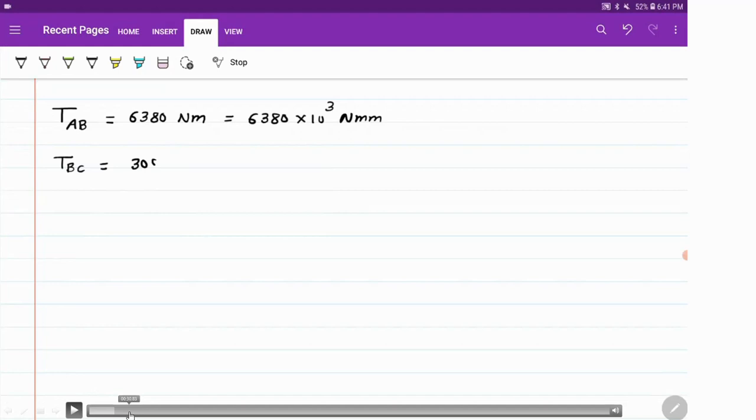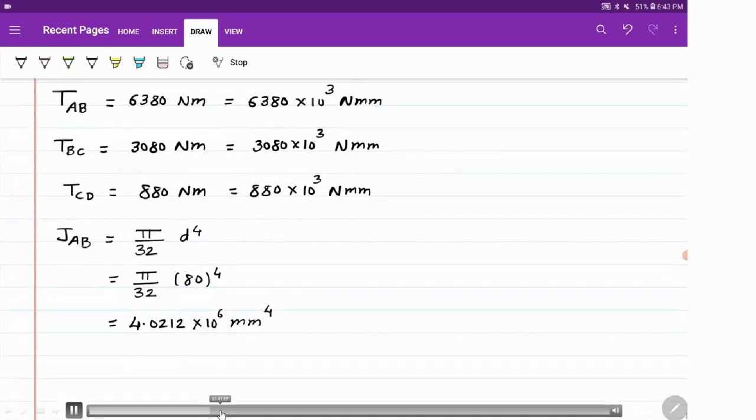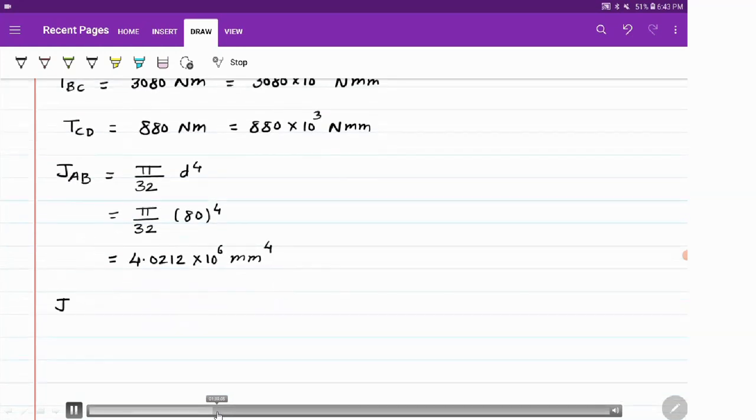So first just jot down all the values that we have just calculated. That is torque in AB, torque in BC, torque in CD. All these values were in Newton meter. We have converted those values into Newton mm by multiplying by 10 raised to 3. Now we know that polar moment of inertia is pi by 32 d raised to 4. For portion AB, the diameter is 80. So just substitute the value of 80 in place of d, and you will get the value of polar moment of inertia as 4.0212 into 10 raised to 6 mm raised to 4.